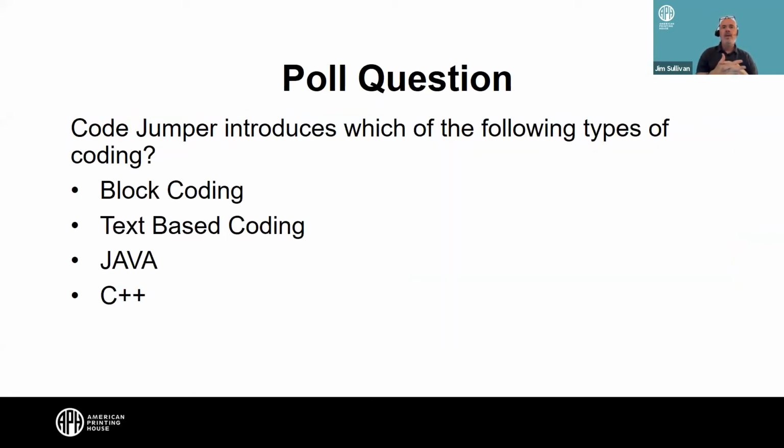All right, so we get back to another poll question right off the bat. Paul, do you want to go ahead and read this question? Okay. Codejumper introduces which of the following types of coding? Block coding, text-based coding, Java, or C++? You should be able to pick one.